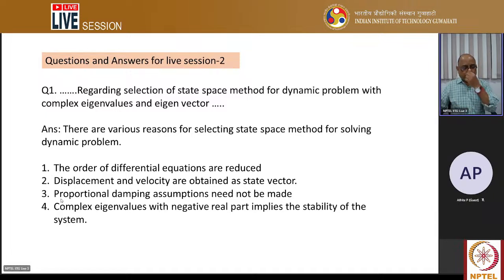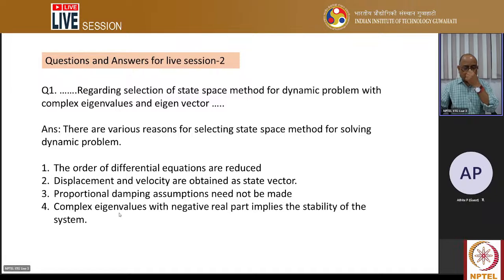Then displacement and velocity that constitute the state vector are obtained simultaneously. There is no need of finding the velocity by differentiating the displacement, because you are getting the solution in a vector form for the displacement and velocity together. Then the assumption of proportional damping for the modal superposition technique need not be used, because here the dynamic matrix for finding the eigenvalues is augmented to a size of 2n by 2n. So therefore this assumption need not be made.